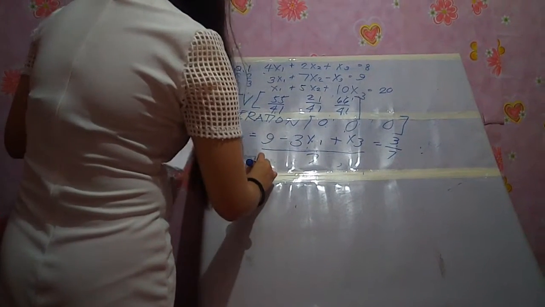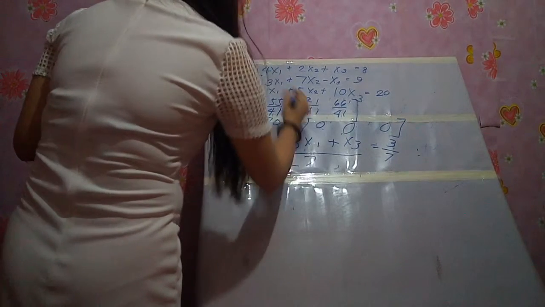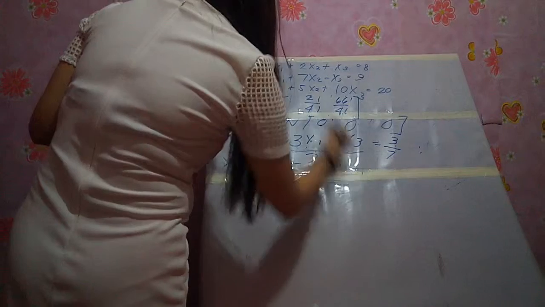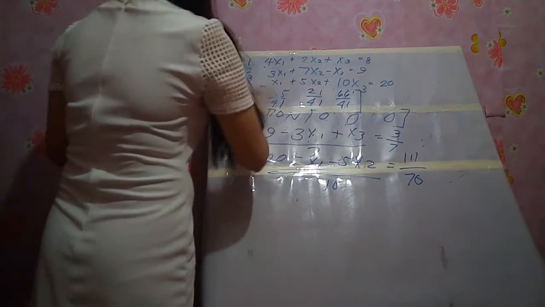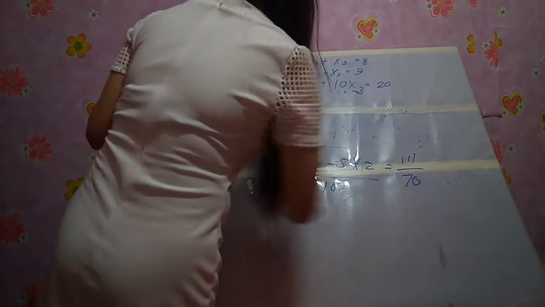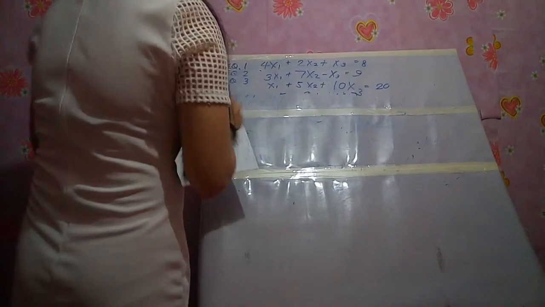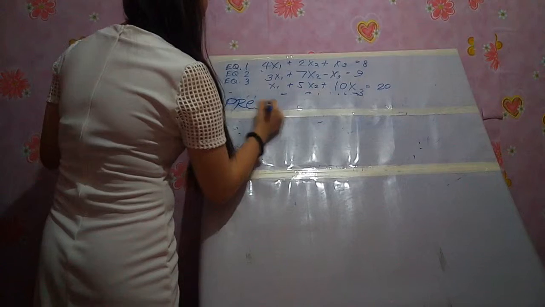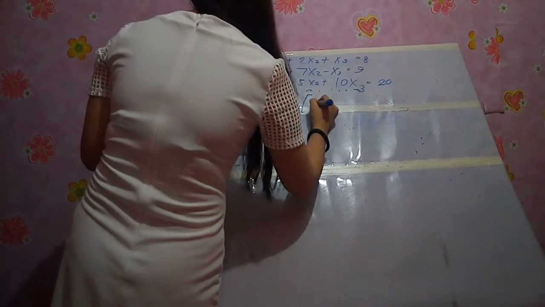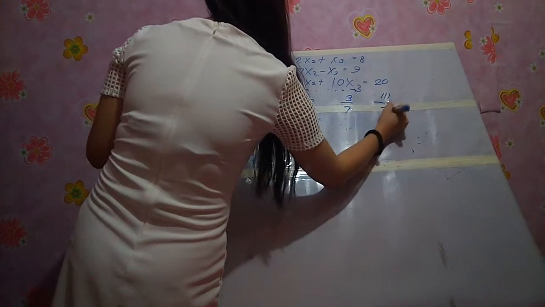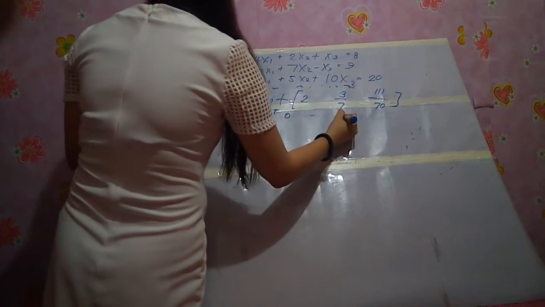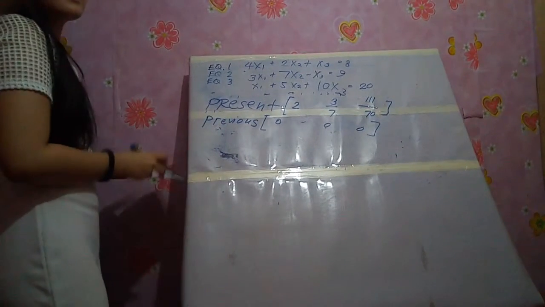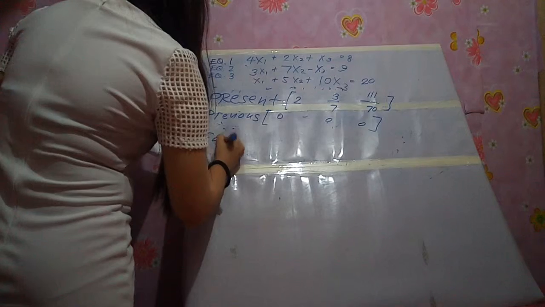And for x3, 20 minus x1 minus 5x2 all over 10, which will be equal to 111 over 70. After knowing the values of x1 to x3, we'll now write the present value of x1 to x3, which will be equal to 2, 3 over 7 and 111 over 70, which our previous value is equal to 0, 0, and 0.